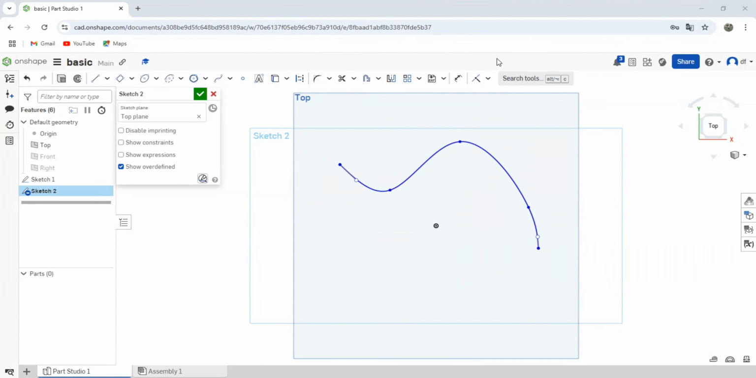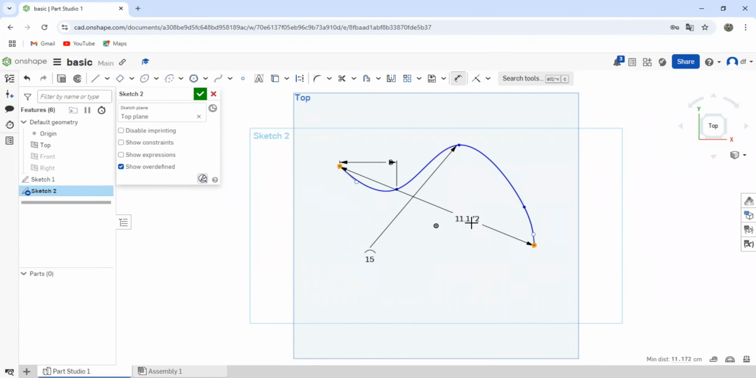For a spline, we can set both the length of the curved line and the horizontal distance between 2 points, as well as the shortest distance between 2 points, and the vertical distance between 2 points, including its ends.